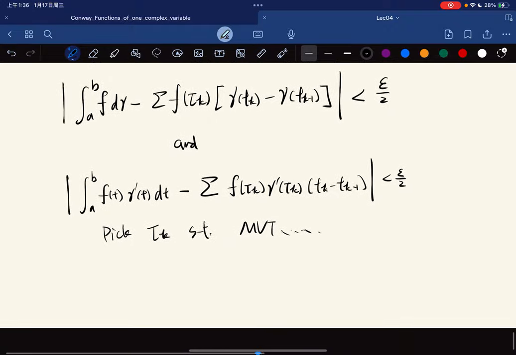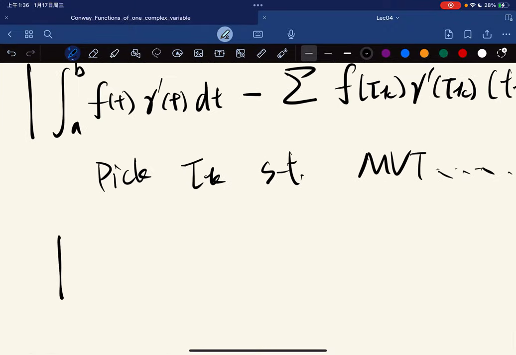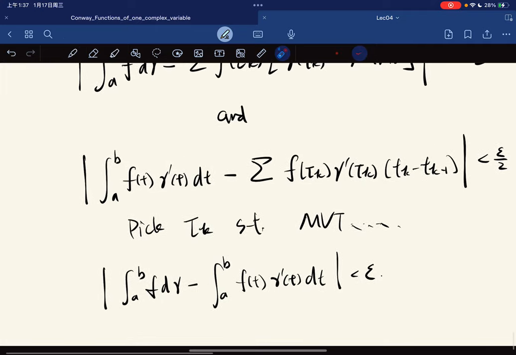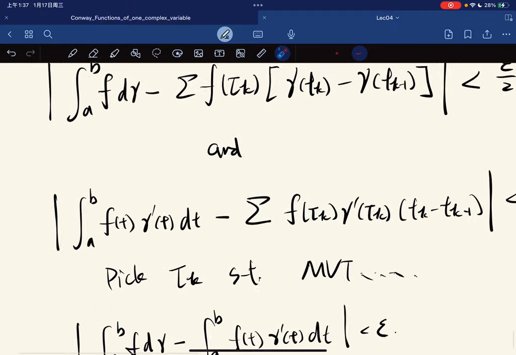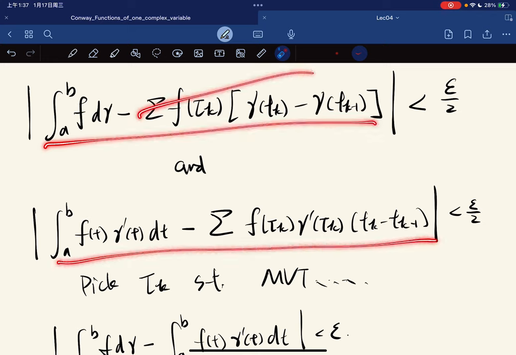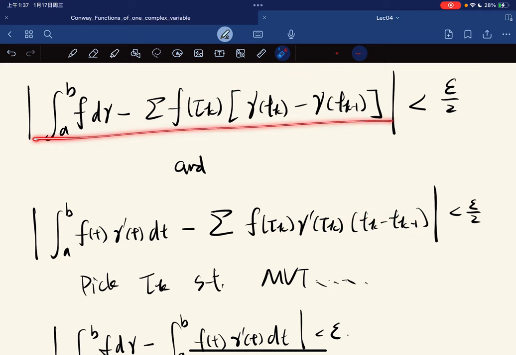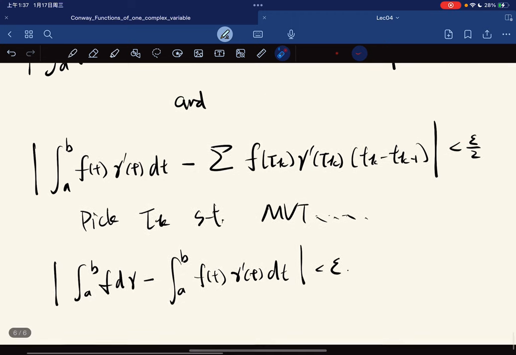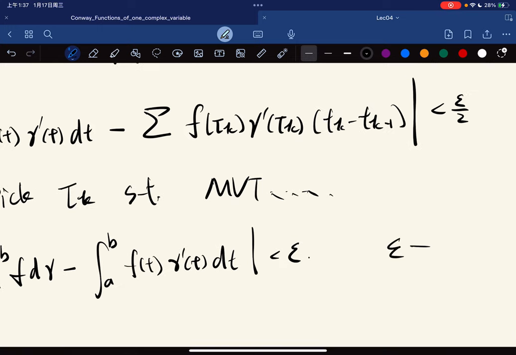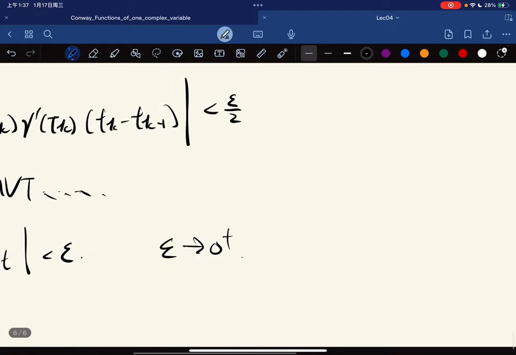Okay? Then we have this subtract this, so this will cancel out, and we use the triangle inequality, right? Less than or equal to this plus this, which is epsilon over 2 plus epsilon over 2, so less than epsilon, or less than or equal to, it doesn't matter, as long as we can let epsilon go to 0, we're done, right?